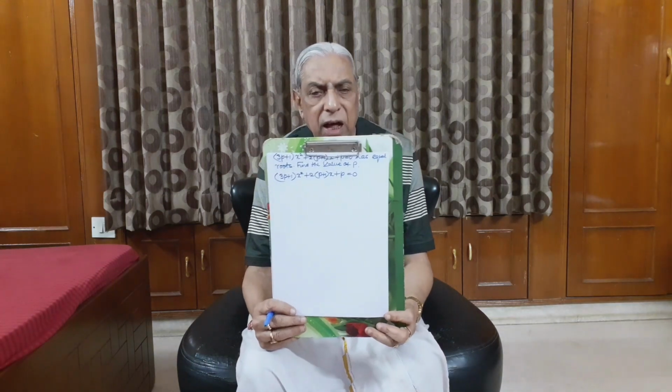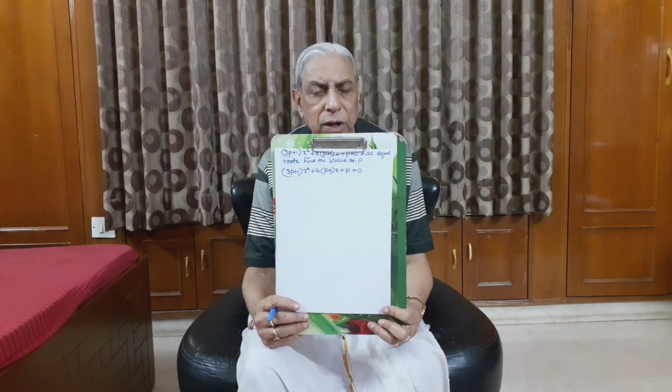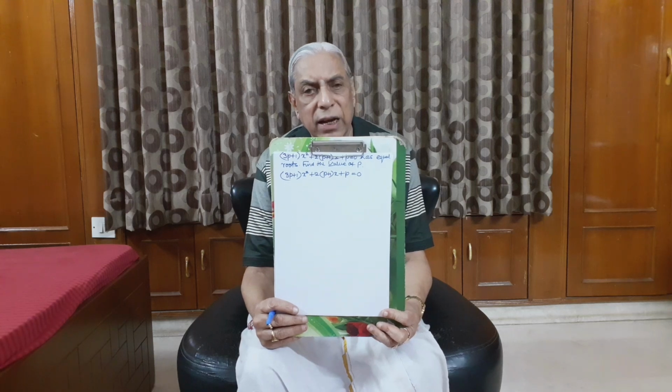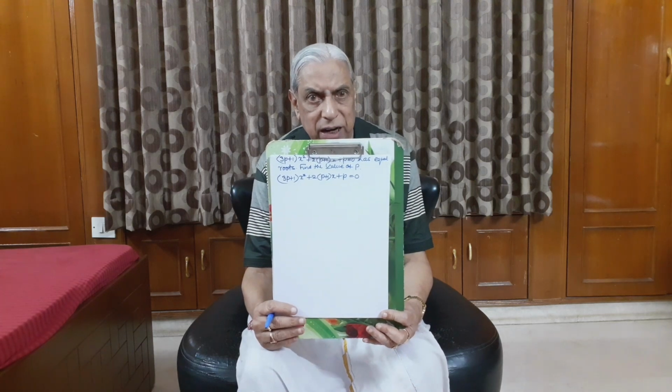Write the first equation correctly: 3p plus 1 into x squared plus 2 times p plus 1 into x plus p equals 0. I have already written the equation. I have written the equation again. What is the next step? You have to analyze the values of a, b and c.